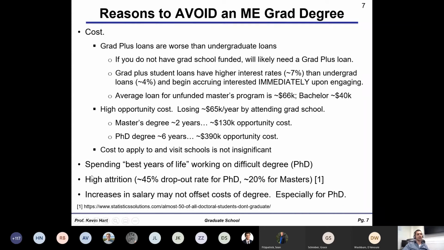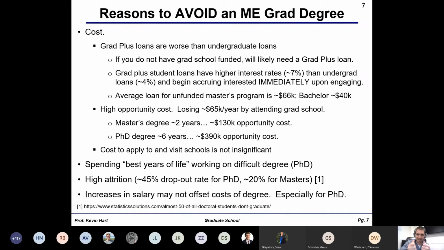Also, for graduate school, there tends to be high attrition, especially for PhDs. All right. The final point, and I'll show you a few numbers related to this in just a second, is that the increase in your salary from a grad degree in ME might not necessarily offset the cost of the degree itself, especially if you get a PhD. So remember that your undergrad ME degree has such incredible power with it already, it already has the capability of making a lot of money. So getting a master's degree or PhD in engineering doesn't really give you a huge increase in salary.